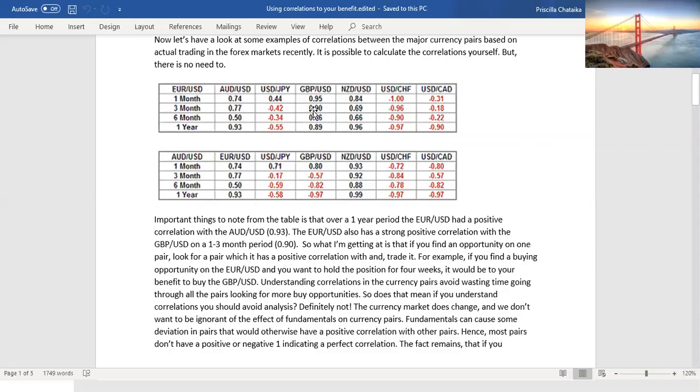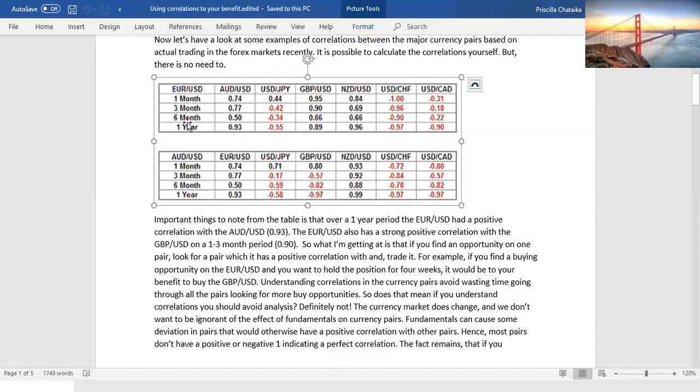That means if you're going to buy the euro US dollar on your trades, you shouldn't be selling the pound US dollar. Either your analysis is wrong on one of the pairs or something's terribly wrong. Basically, they move together. That's what a perfect correlation means. If we track the euro US dollar over 1 month, 3 months, 6 months, 1 year, we'll find that it moves in the same direction as the pound US dollar.